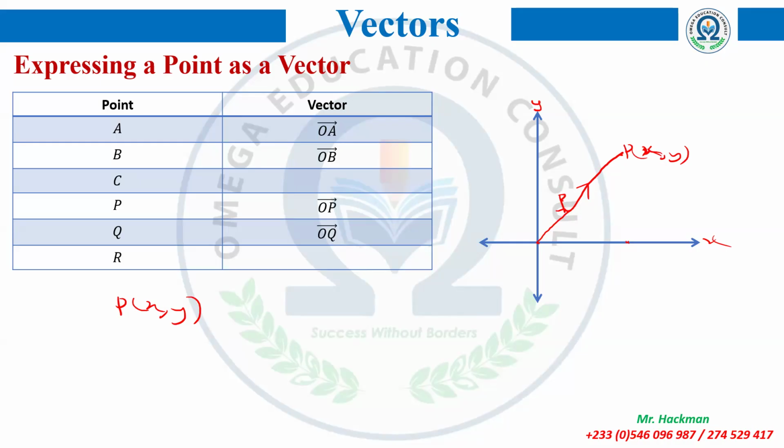So I said whenever you are dealing with a vector and you want to use two points, you have to state your initial point and your terminal point, then you put an arrow on top. Am I right?